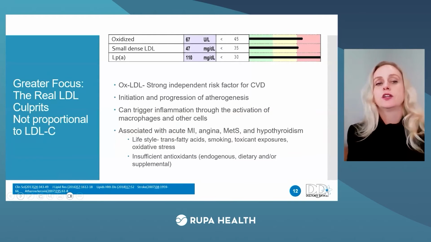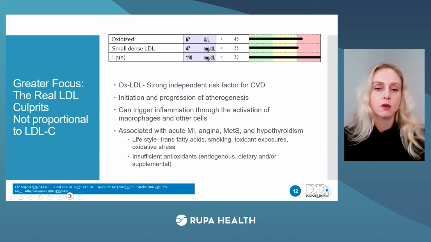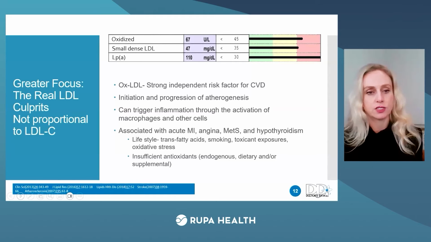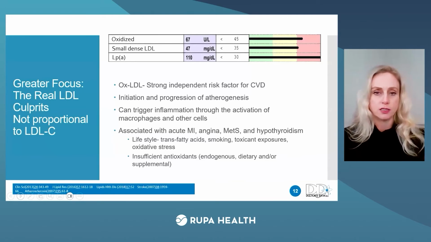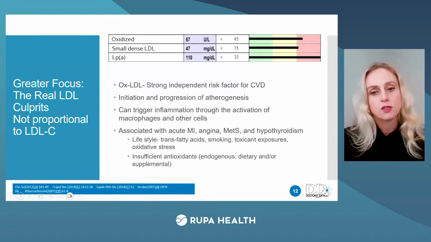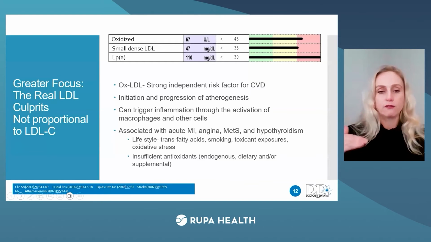So we're going to take a greater focus here and look at the real culprits, the real lipids that play a role with regards to cardiovascular considerations. So that's going to be the real LDL culprits. These are not proportional to LDL-C. Historically, we're just measuring LDL-C, and that's a good marker. LDL-C responds very well to traditional pharmacology. That's fine, but we can get better information when we look at these other biomarkers.